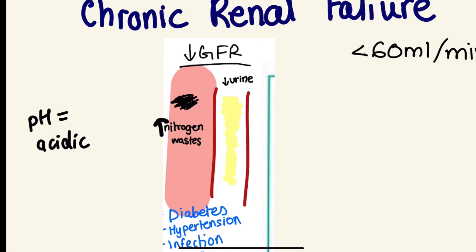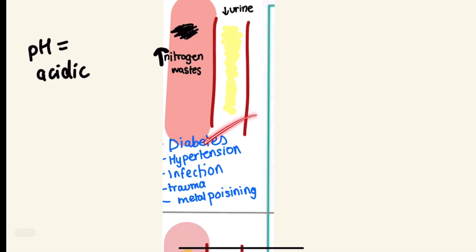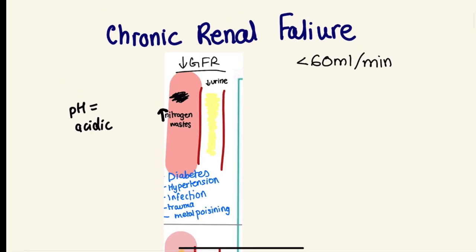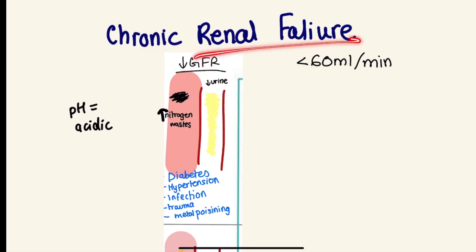Now, there are leading causes for chronic renal failure. Some of them include diabetes mellitus, to be more specific, and a person could also have hypertension. Let's try to understand: hypertension is an increase in blood pressure, right? This can impair the renal function, and this can lead to lower glomerular filtration rate and lower urine, right? Other causes are heavy metal poisoning, trauma, infection, etc.